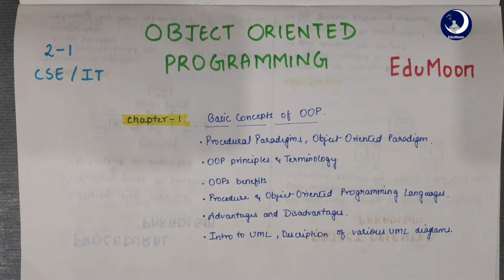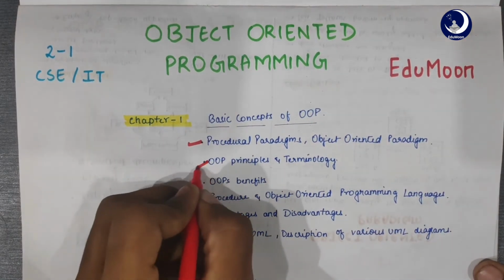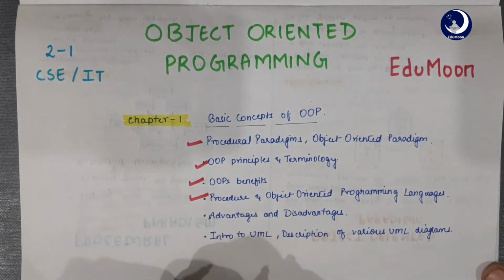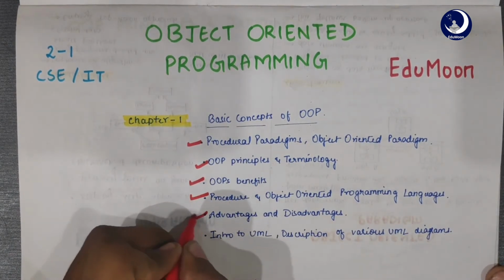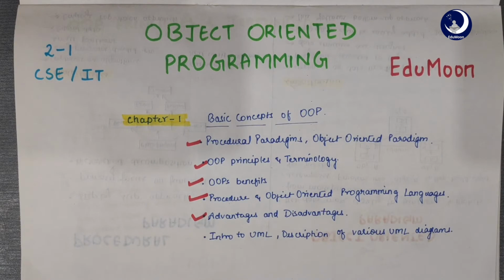In the previous lecture, we started from procedural paradigms, object-oriented paradigms, and completed till advantages and disadvantages of object-oriented programming. In this lecture, we will be covering introduction to UML and description of various UML diagrams.